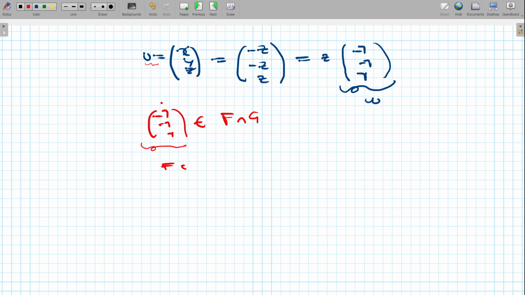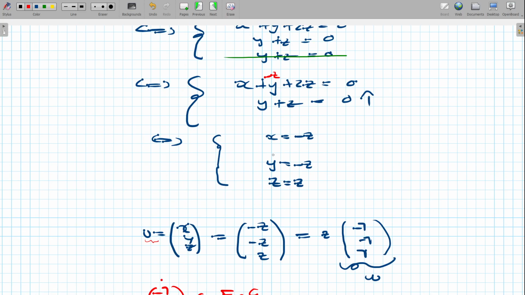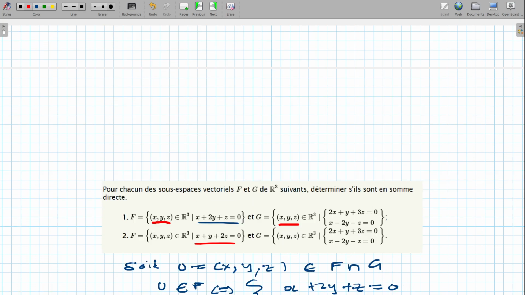Alors f et g ne sont pas en somme directe. So f and g are not in direct sum. So hopefully you're able to understand how we can go about solving this particular exercise.